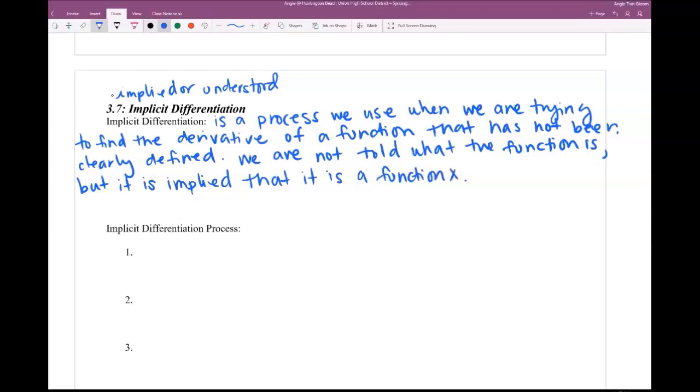Okay, so it doesn't say, oh, find the derivative with respect to x, or, oh, y equals, and then the input is x. It doesn't say at all which one is the input and which one is the output. But anytime you see an equation with y and x in it, we will implicitly assume that x is the input and y is the output, okay?